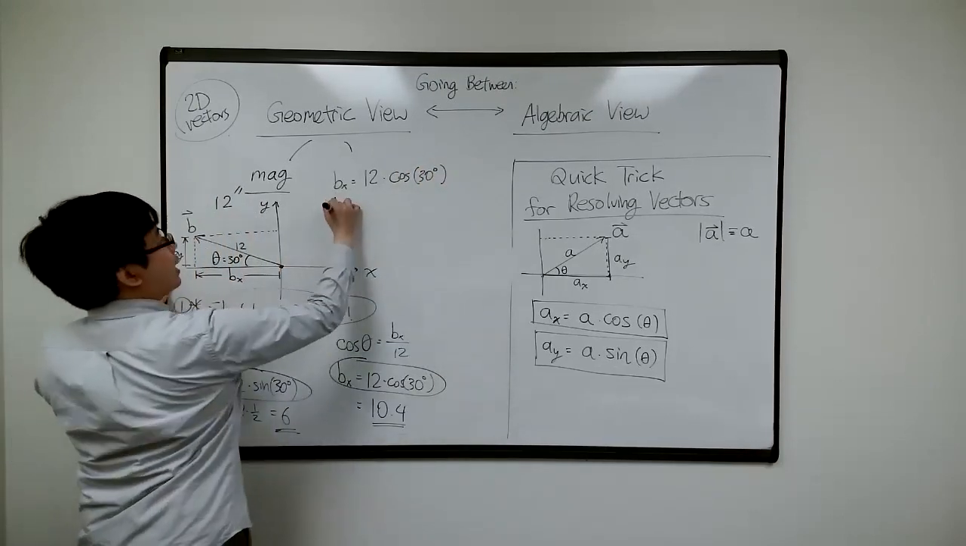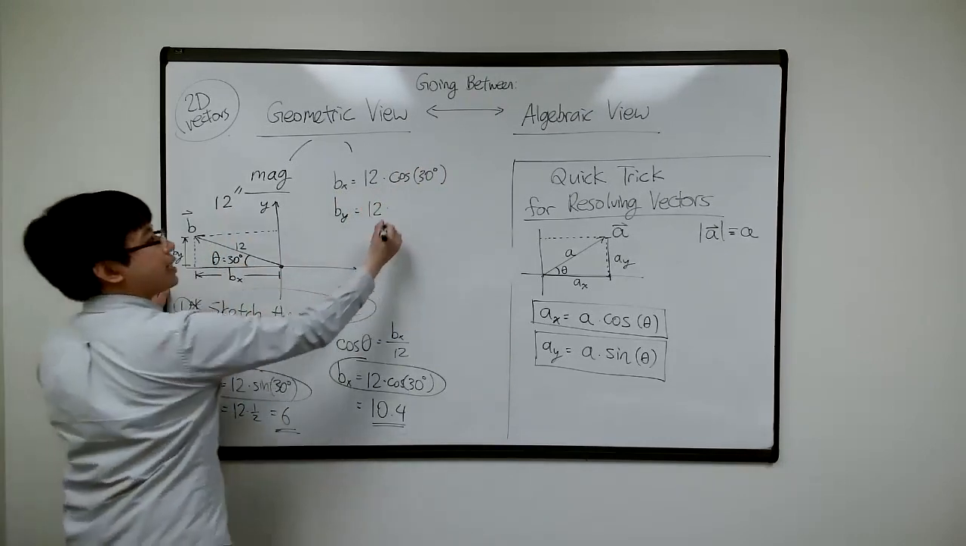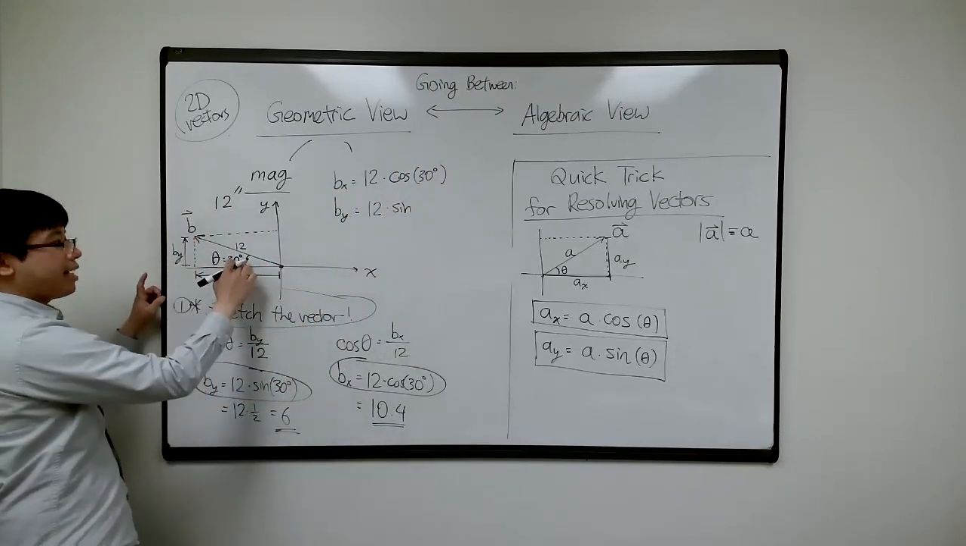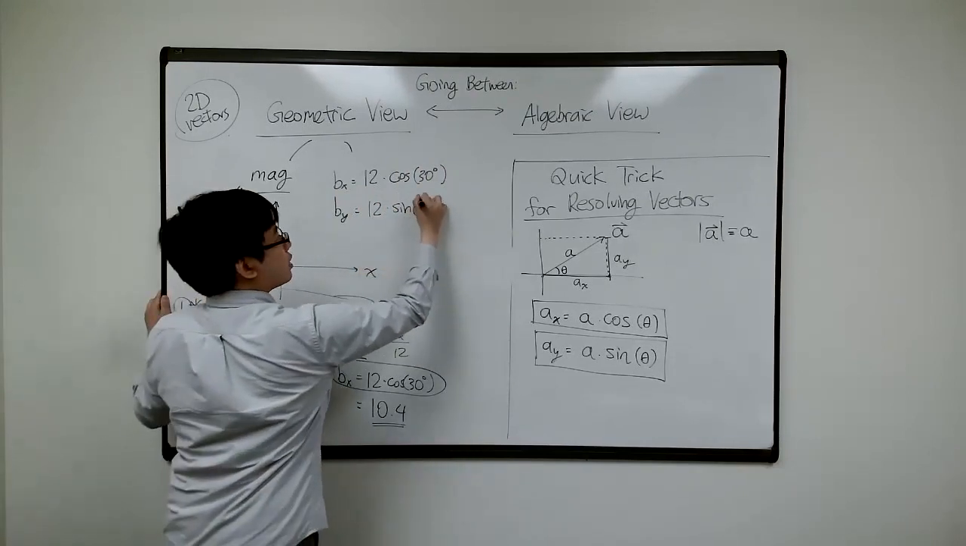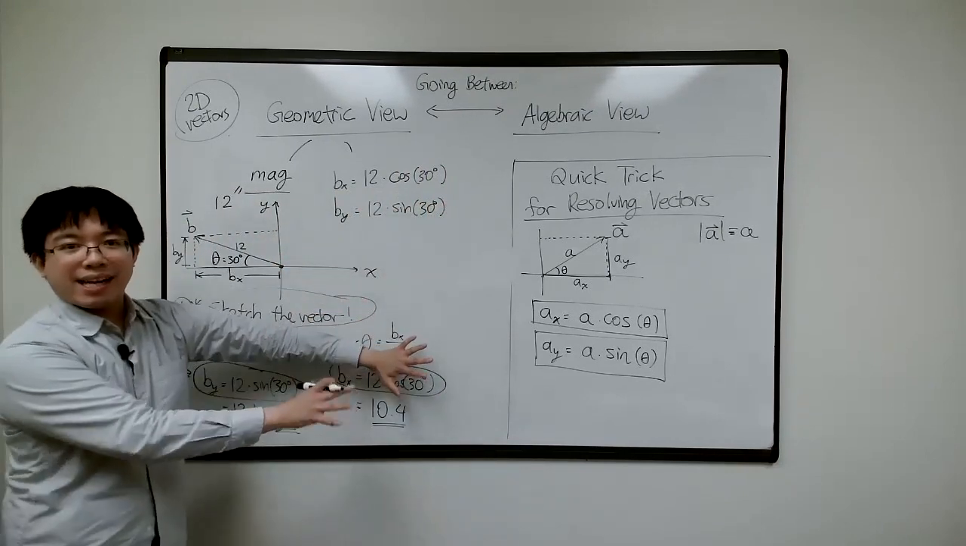And BY is the one that is not sandwiched. The one not sandwiching the angle is the one opposite. It's always going to be sine, because sine is opposite over hypotenuse. So it's going to be 12 sine 30 degrees, right? So I can immediately write this down without doing anything. I'm not even looking there, right?